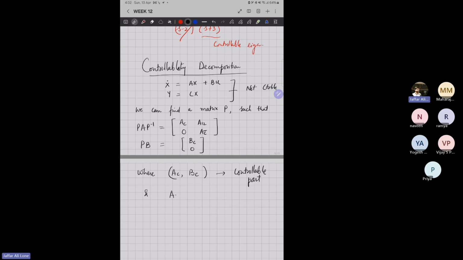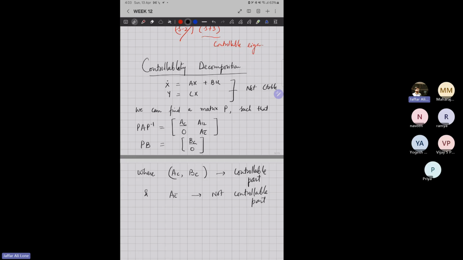And AC bar, this is not the controllable part. This AC and BC are of compatible dimensions, right? So you will have to study. They are of compatible dimensions, so when you do examples, you'll have to take that into account.